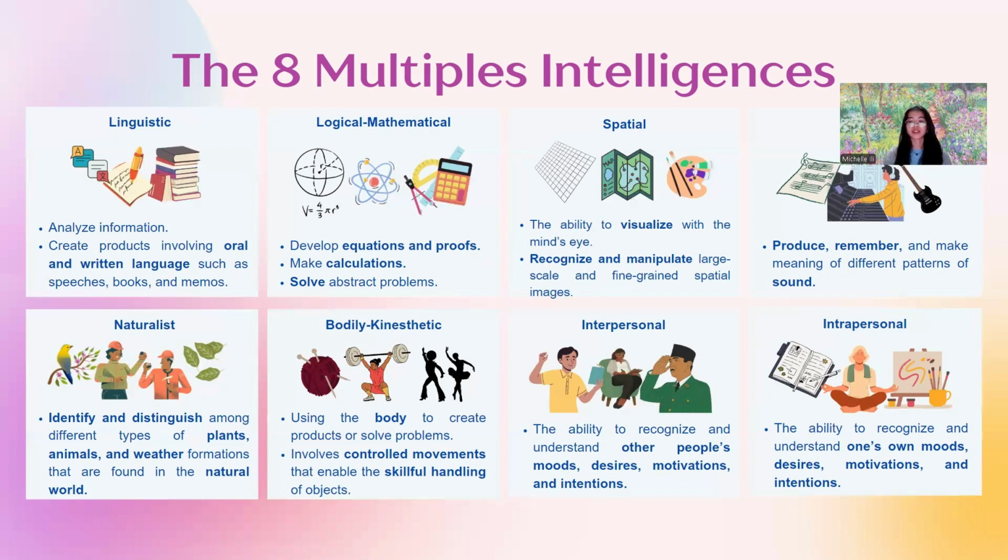Interpersonal intelligence and intrapersonal intelligence are not to be confused with one another. Interpersonal deals with people who are outside of an individual. It is the ability to recognize and understand other people's moods, desires, motivations, and intentions. Essentially, a person with interpersonal intelligence is able to socialize on a much more advanced level in which they are able to lead, they're able to interact with all kinds of people, and they are very eloquent in how they interact with other people.